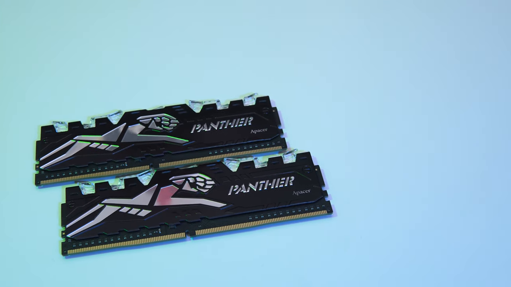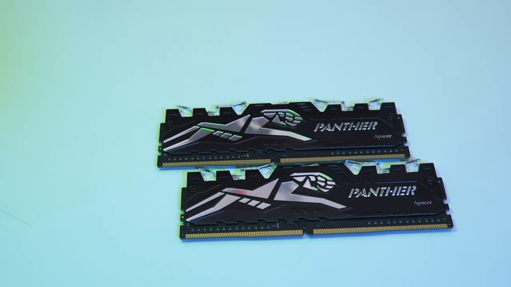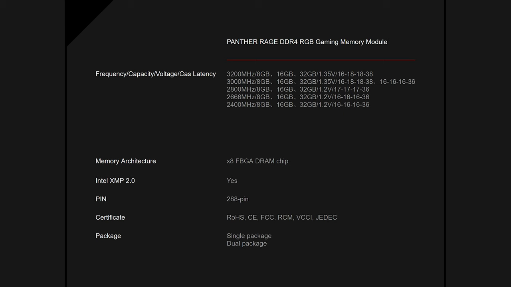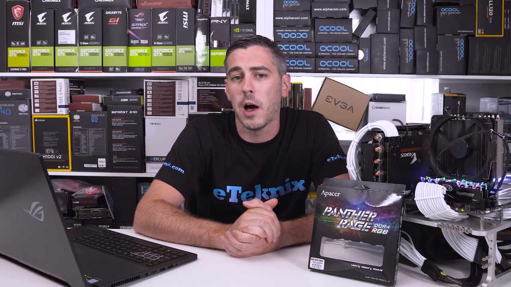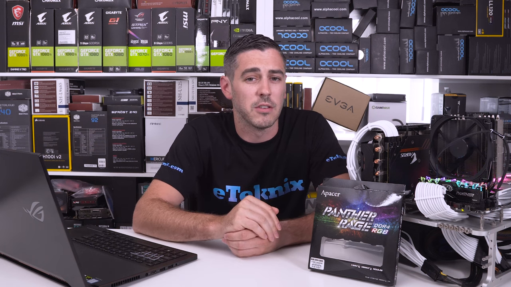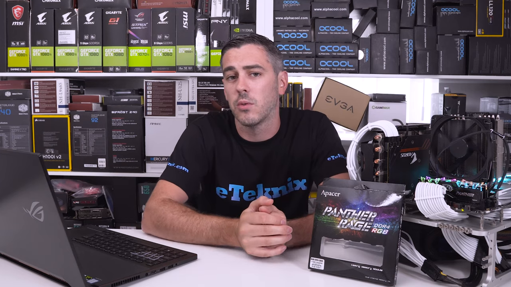On the kit that we have here today, which is, again, the 16GB 3200MHz kit, the timings are 16, 18, 18, 38, and they operate at 1.35 volts. So before we get into the benchmarks, we want to talk about overclocking, because we did say at the start of this video, is this memory more kind of style over substance? We'd be pleased to know that it's not.